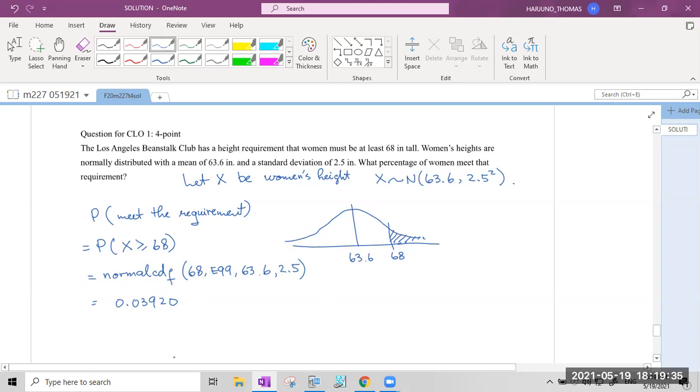Why do we have 4 points? The 4 points actually consist of, first, the probability notation, at least this one. Then the density curve, the way to compute that, either you use calculator or you use conventional method, and then of course the final answer. Those are the breakdown of those 4 points.